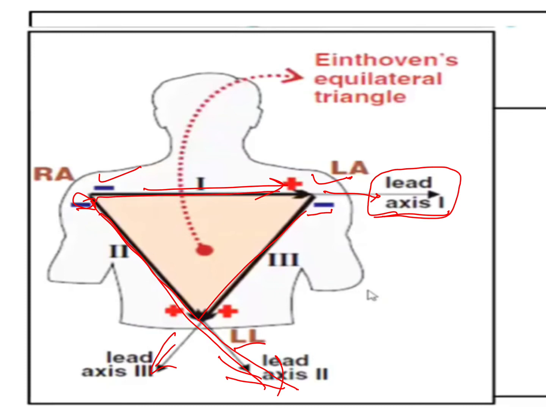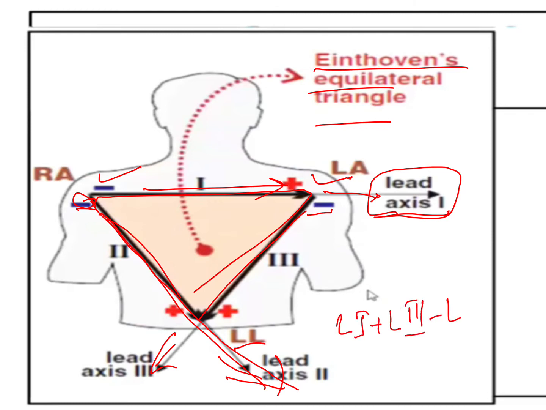So this is making an equilateral triangle. This is called Einthoven's equilateral triangle. It is named after the scientist who discovered it. Now the role of Einthoven's triangle in the interpretation of the ECG: Einthoven's law says that lead 1 plus lead 3 minus lead 2 is equal to 0, or we can say lead 1 plus lead 3 is equal to lead 2.